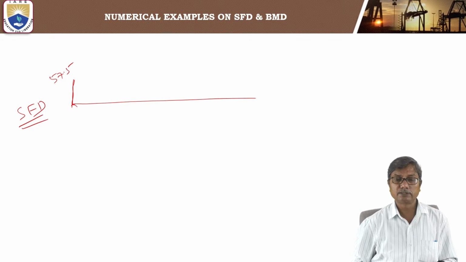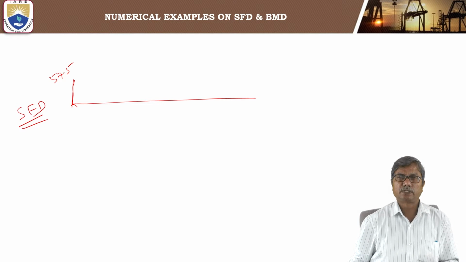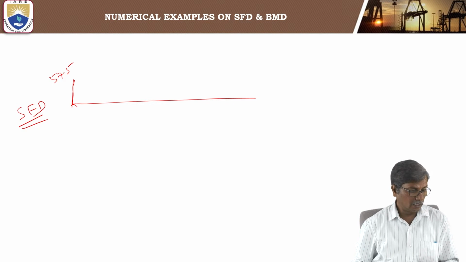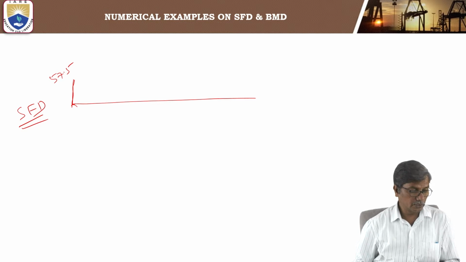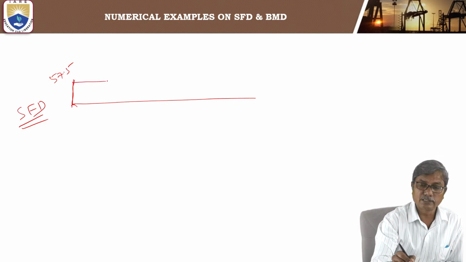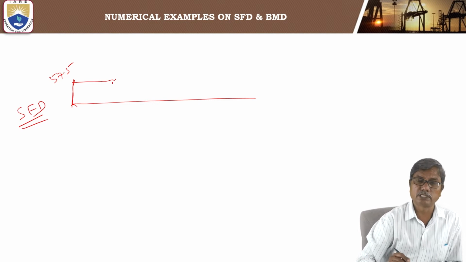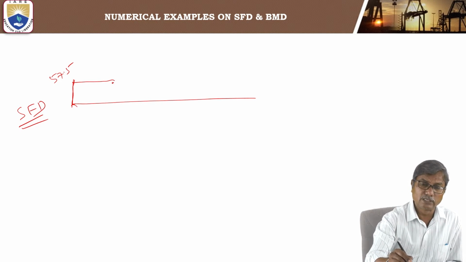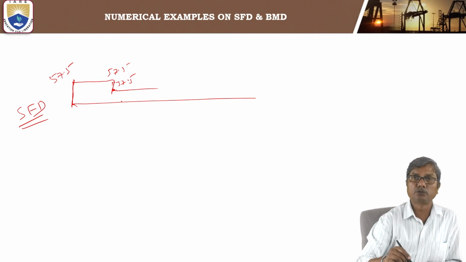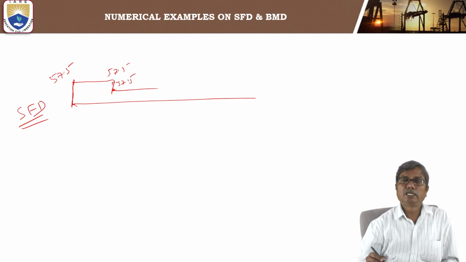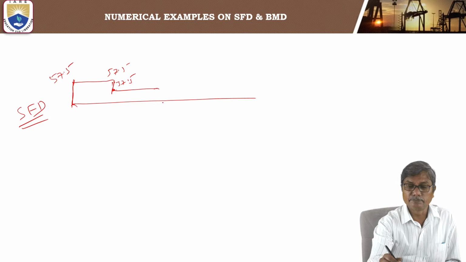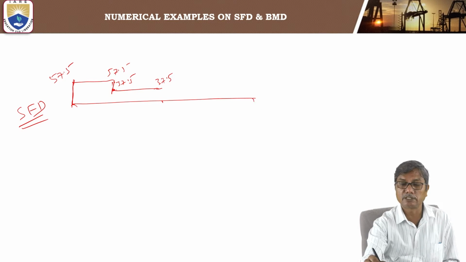At different distances from A. So at A, the shear force is 57.5, and at C, it is the same 57.5, remains constant, and there will be a drop in the value of shear force by 20 units, until it drops to 37.5, due to the point load. It remains constant at 37.5 between C and D.